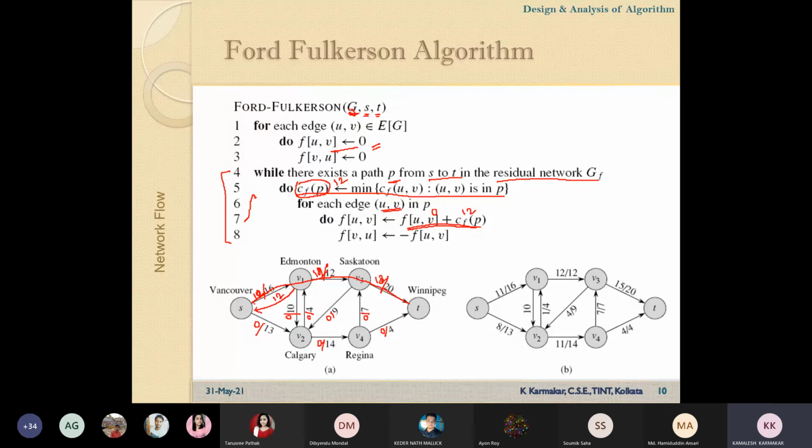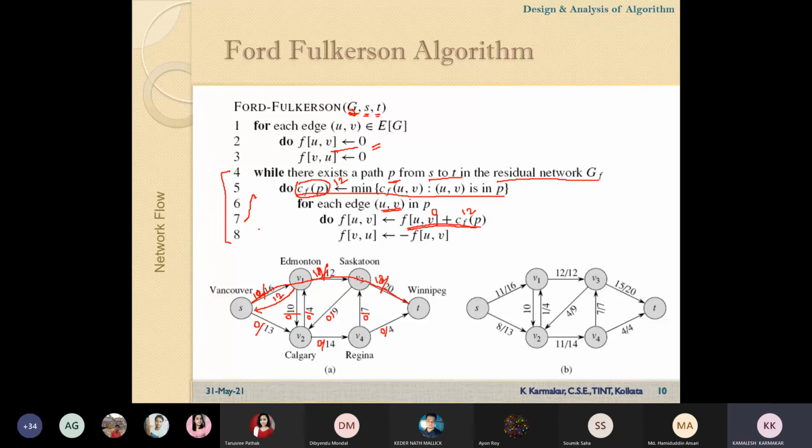Now after this we have got the residual graph. From the residual graph we will again try to find another augmented path. Until an augmented path exists, this loop will run. If there is no more augmented path, then this algorithm will terminate. This is the technique of the Ford-Fulkerson algorithm.